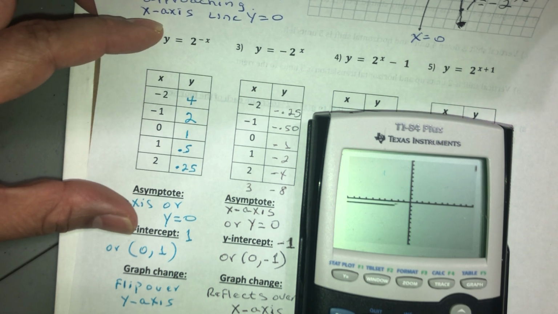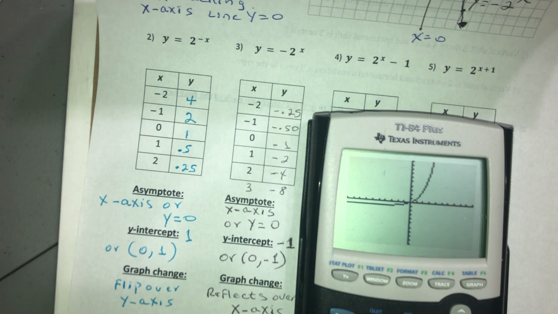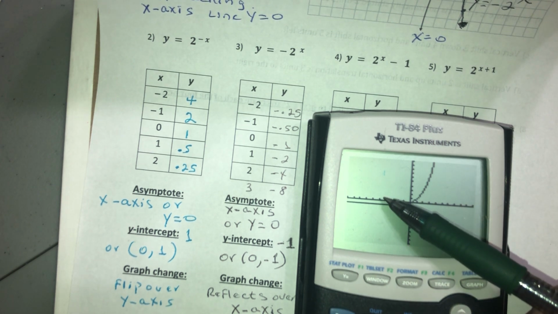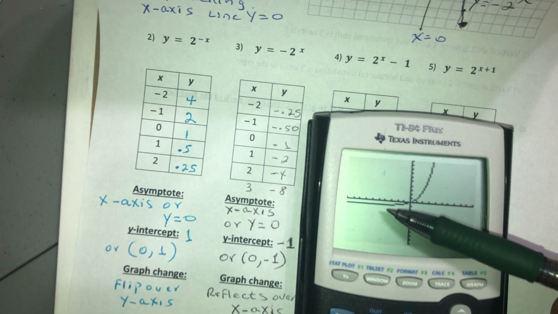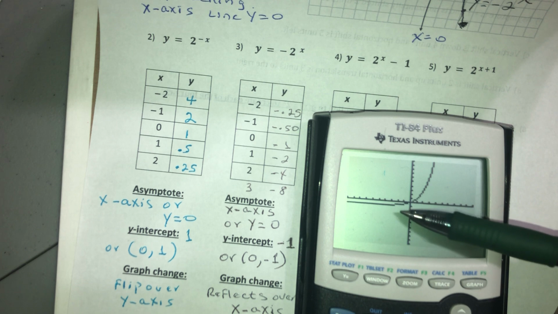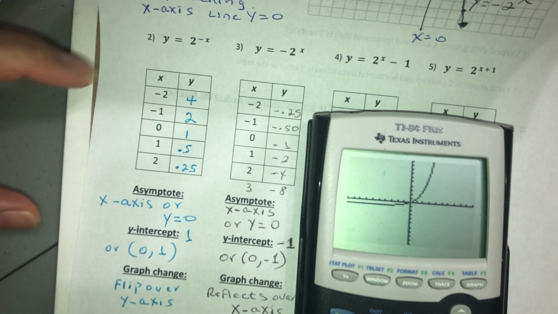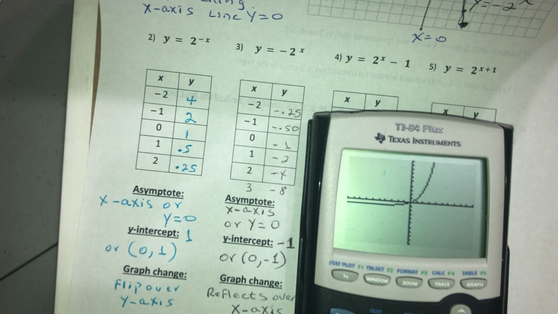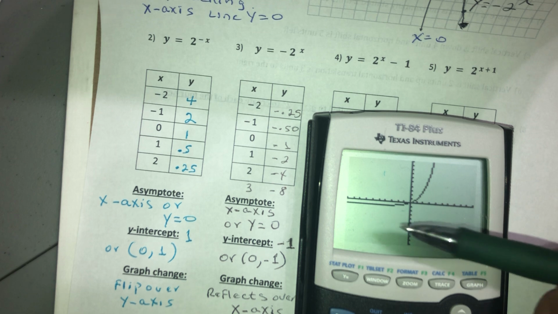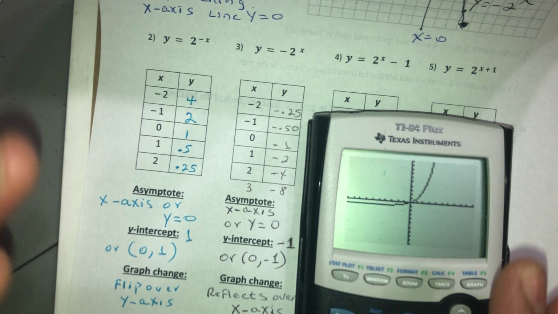If I graph it, you see now the asymptote is not over the x-axis. It's below the x-axis. That means it's approaching the line below, which is y equals -1. So that's why my asymptote now is y equals -1. You can tell it's not on top of the x-axis, it's below. So let's just graph those points now.